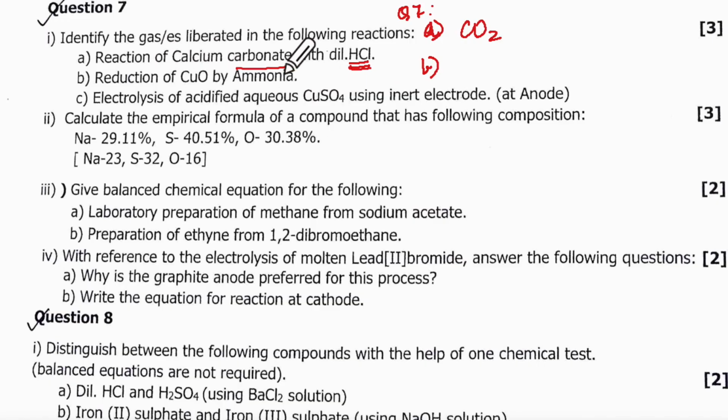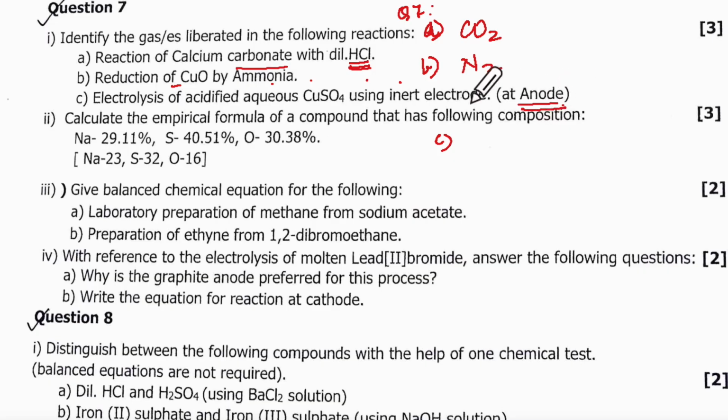Reduction of CuO by ammonia. You have to know this reaction by heart. 3CuO plus 2NH3 gives 3Cu, 3H2O and N2. So which is the gas? Nitrogen.